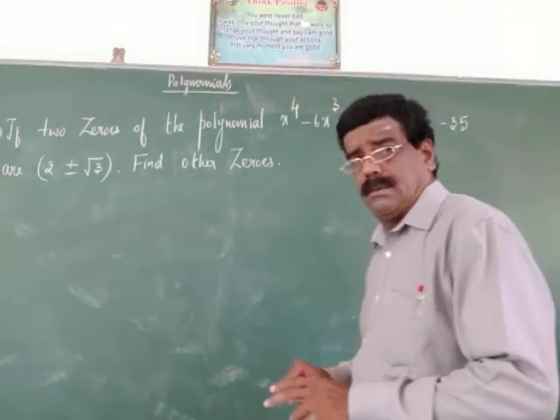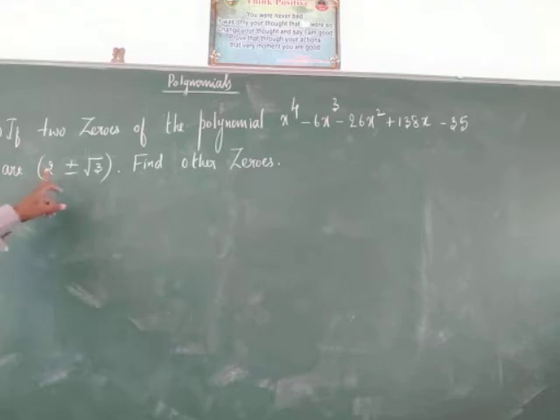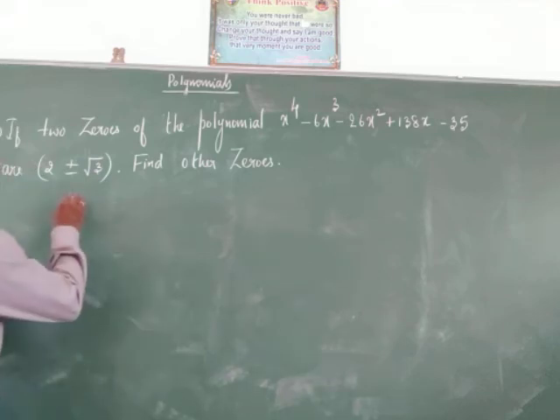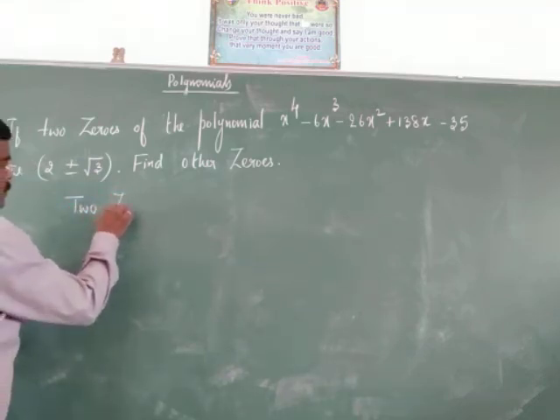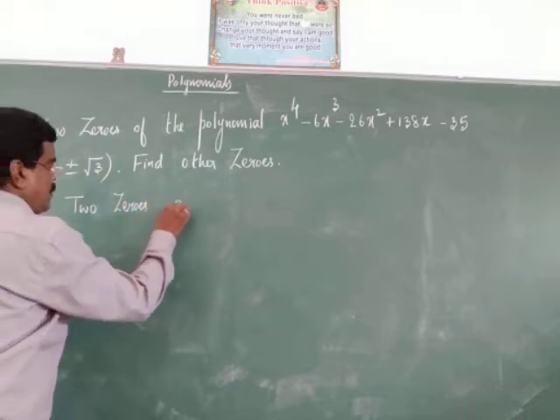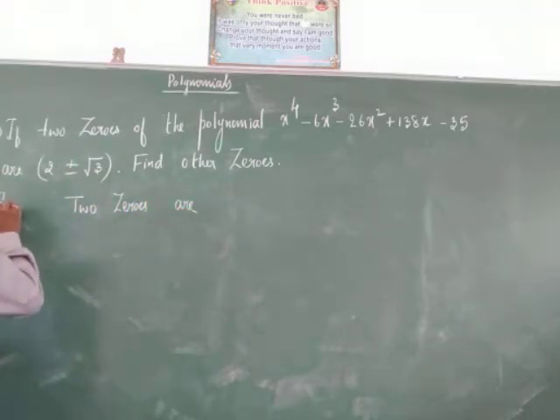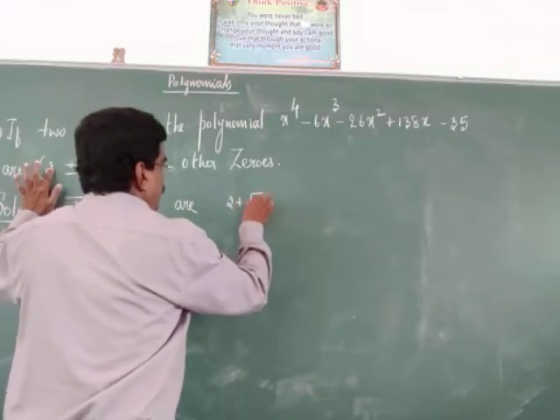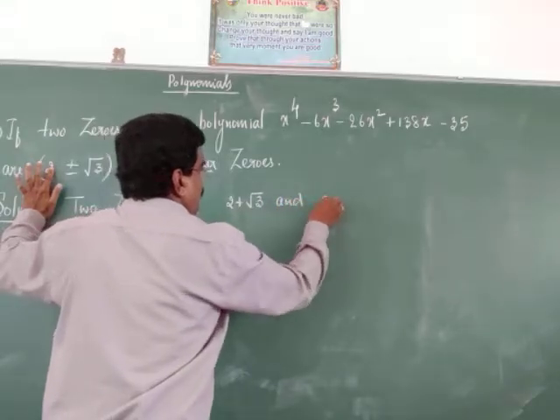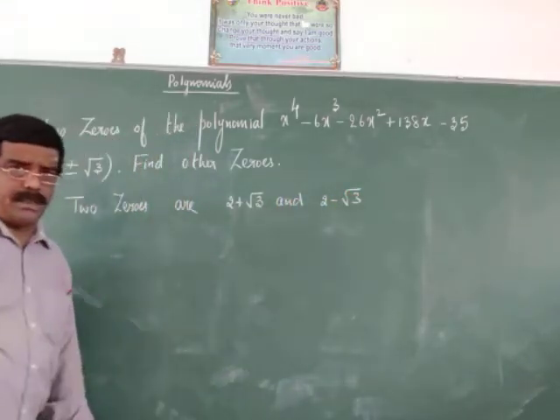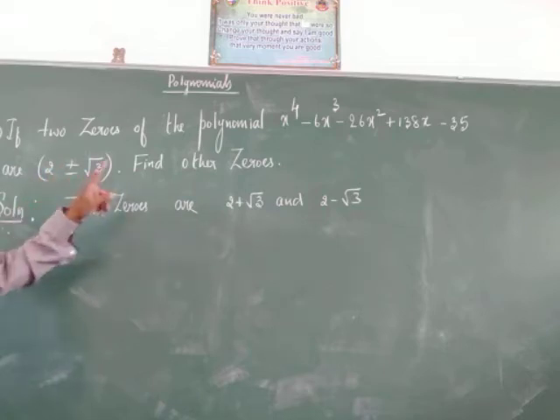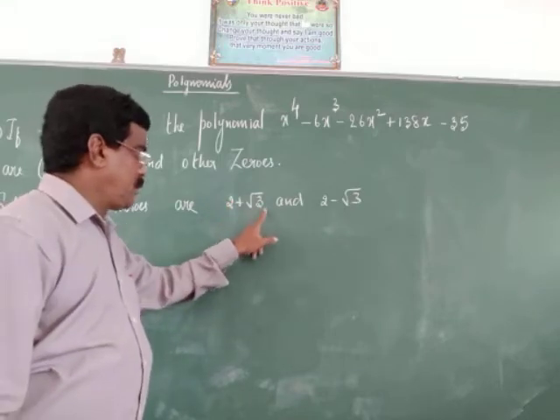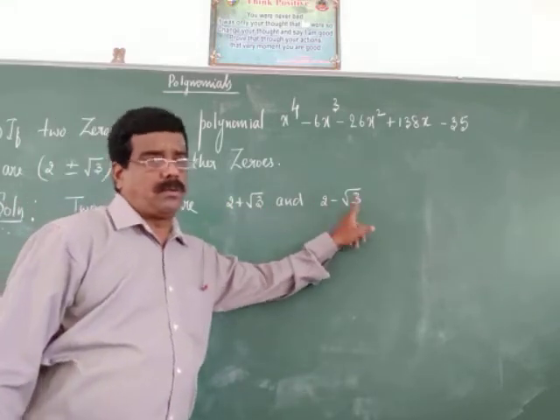Yes. So again the procedure is same. See, 2 plus or minus root 3 are the two zeros given. You must know that two zeros are 2 plus root 3 and 2 minus root 3. Learn this children. 2 plus or minus root 3 is given. So the two zeros are what? Two zeros are, one is 2 plus root 3 and another one is 2 minus root 3.